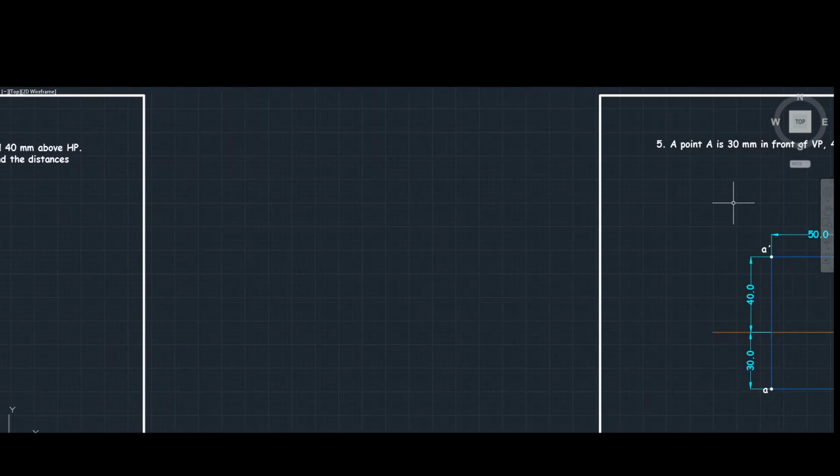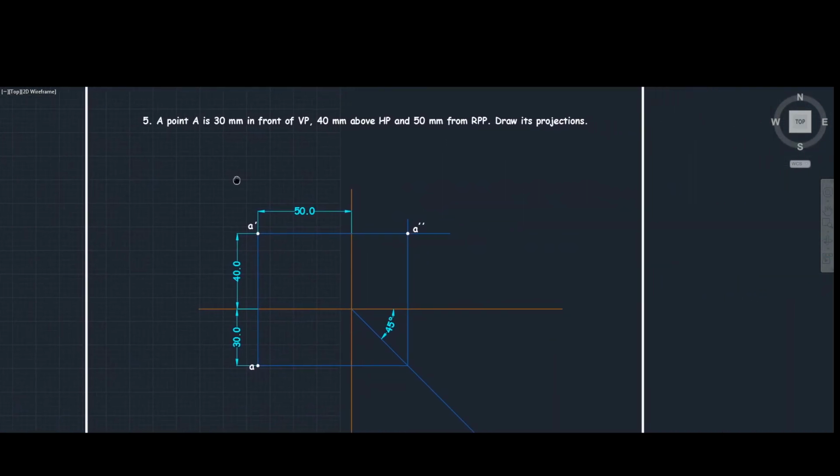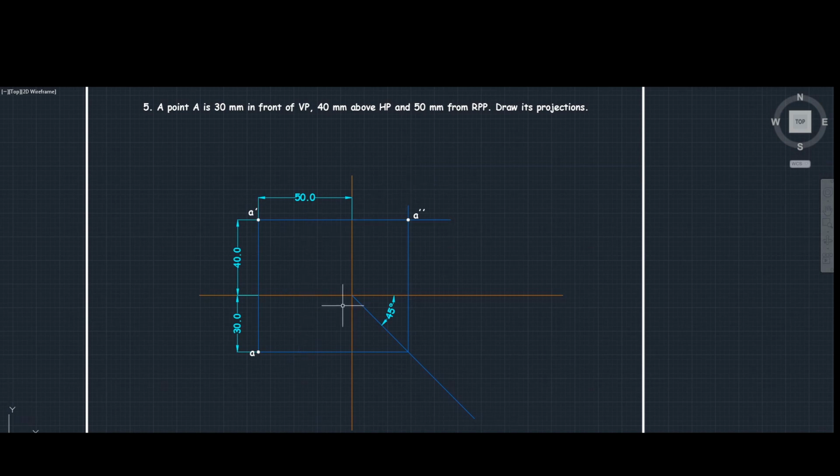Okay. Then coming to the 5th problem, these are different types. That is the second type of problem in projection of points, and I think these type of problems are solved in projections of points part 2. 3 views of the points are to be plotted. That is, in this case, the front view, top view, and the left view, which is coming on the right profile plane. So there's a point 30 mm above HP, 30 mm in front of VP, 40 mm above HP, and 50 from RPP. So obviously it is in the first quadrant.